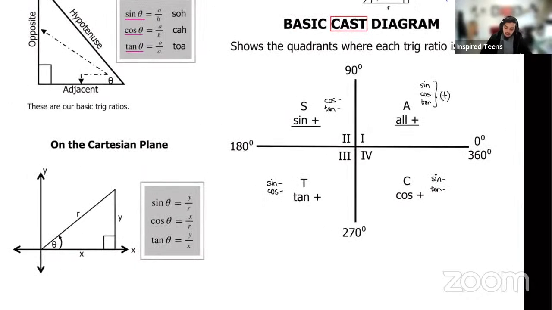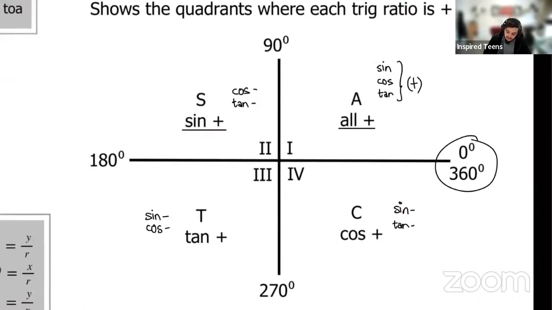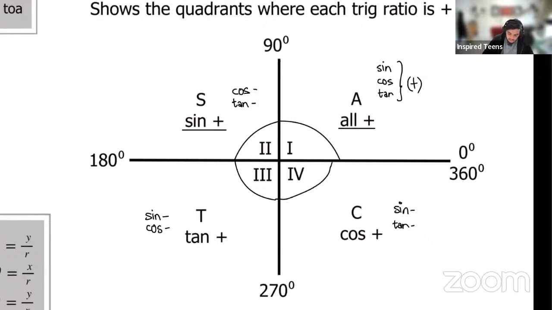On our diagram, we also have the angles given in degrees. It starts off at 0, we go all the way to 90, to 180, to 270, and eventually back to 360. 0 and 360 are essentially at the same point, so keep that in mind.